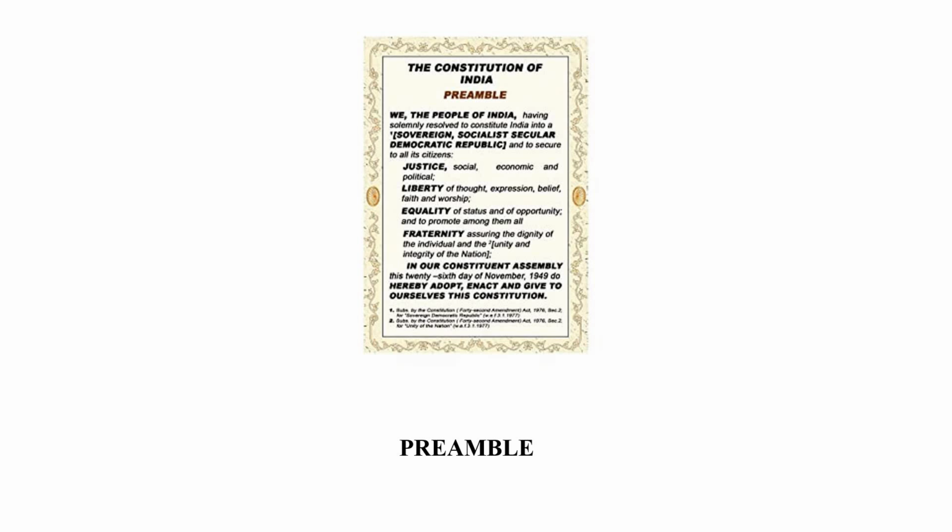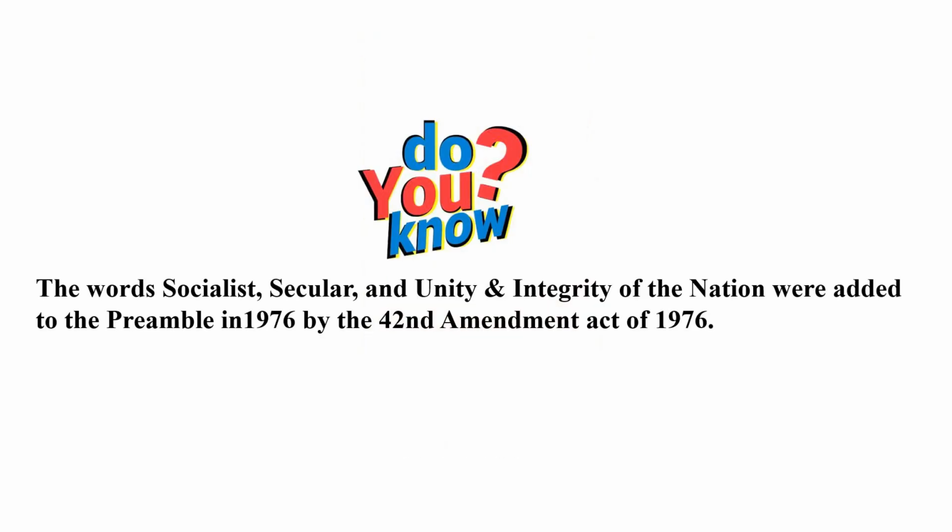The basic objects or ideals of the Indian Republic are justice, liberty, equality, fraternity. Fraternity would assure the dignity of the individual and the unity and integrity of the nation. Do you know, the words socialist, secular and unity and integrity of the nation were added to the Preamble in 1976 by the 42nd Amendment Act of 1976.